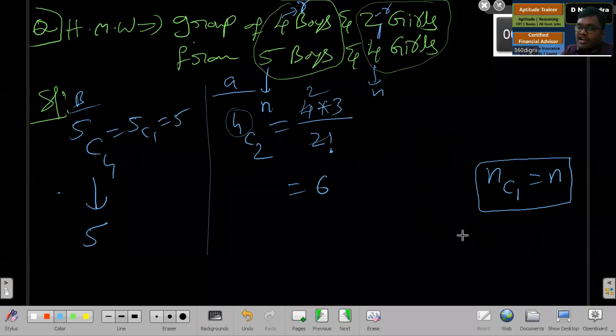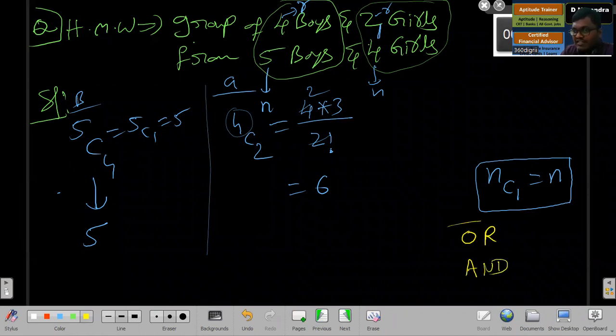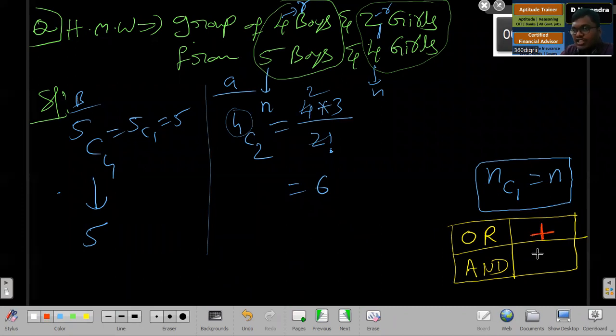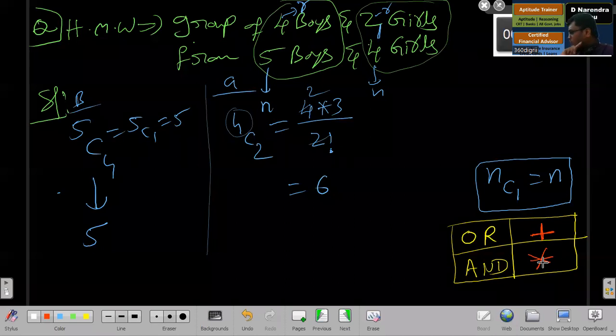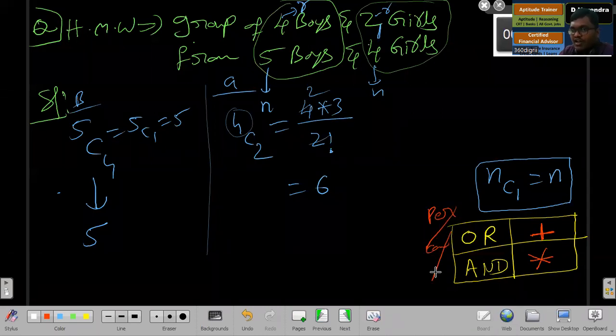In permutations or combinations or probability, one thing you have to remember: wherever you use OR and AND, apply these. Wherever you see the word OR, it is nothing but addition. And wherever you see AND, it is multiplication. It is for permutations or combinations or probability. We apply the same concept for this.